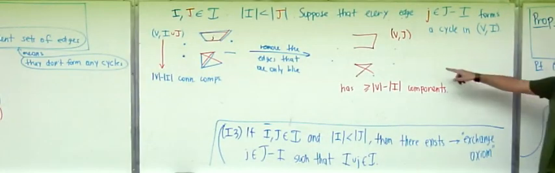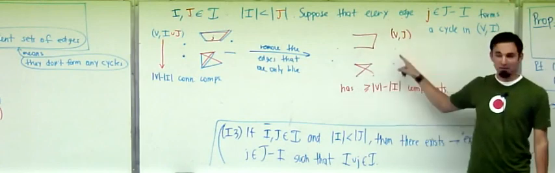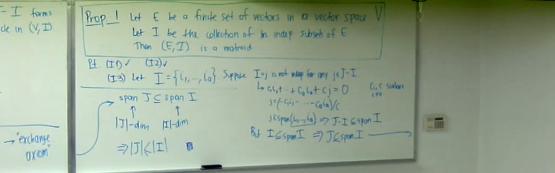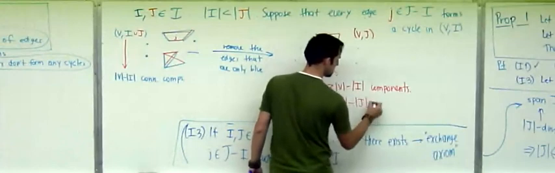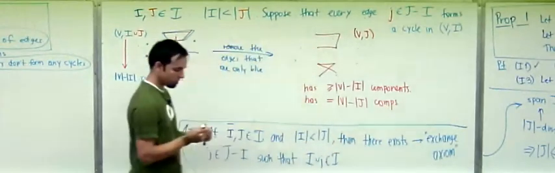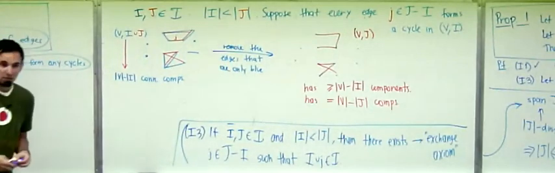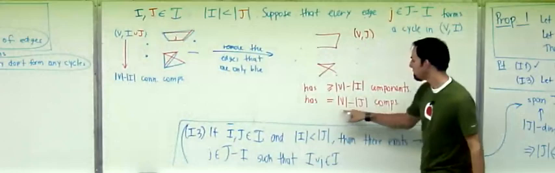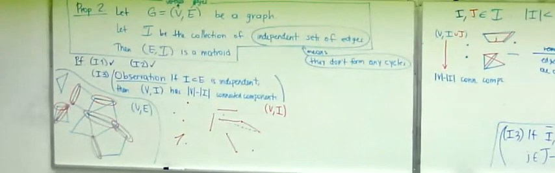Okay. But how many connected components does this graph have exactly? Well, the observation also applies to J. J is independent. And so this guy has exactly V minus J components. Okay. So what did we just prove? We proved that V minus J is bigger than V minus I. In other words, that I is bigger than or equal to J. Which again contradicts our assumption that I was less than J.